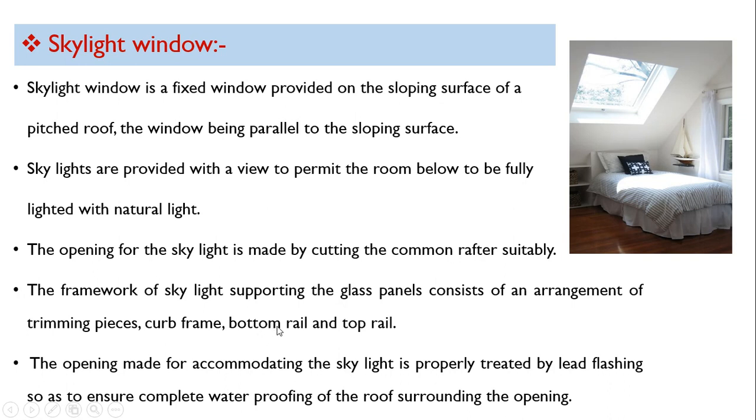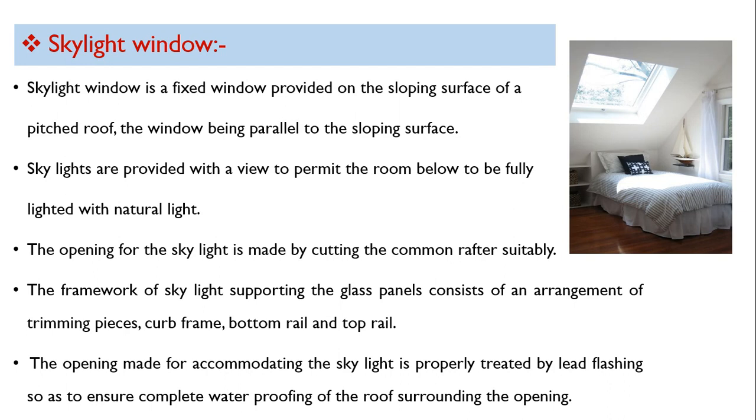The opening made for accommodating the skylight is properly treated with lead flashing. Lead flashing is provided so that it is properly fixed into the slope surface of the roof, to ensure complete waterproofing of the roof surrounding the opening. Lead flashing is done on the sides so that there will be no leakage. So this is called a skylight window.